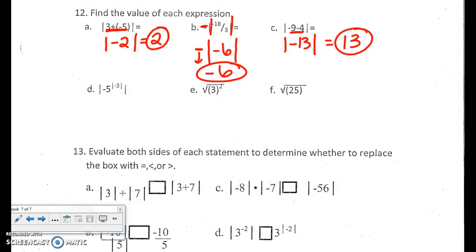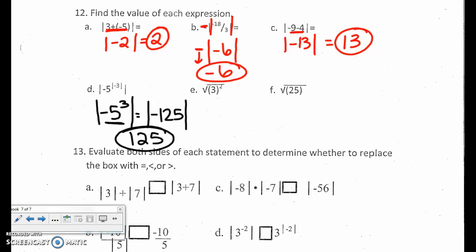D might be a little trickier because we have 2 absolute values, but do the inside parts first. So try and do the inside. So we have -5, and then how many units is -3 away from 0? Well, it's 3. And then I would perform this operation. So we get -125 on the inside. And how many units away is -125? Well, it's 125 away from 0.